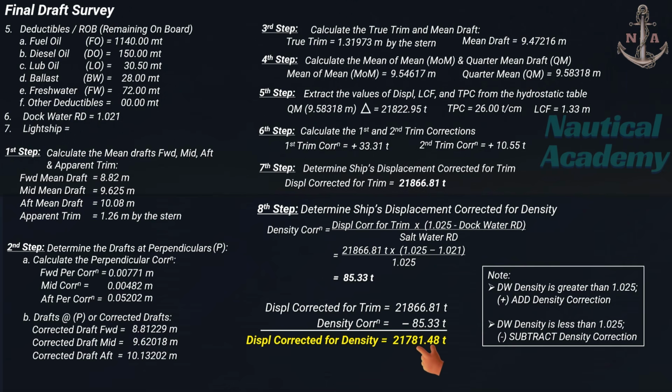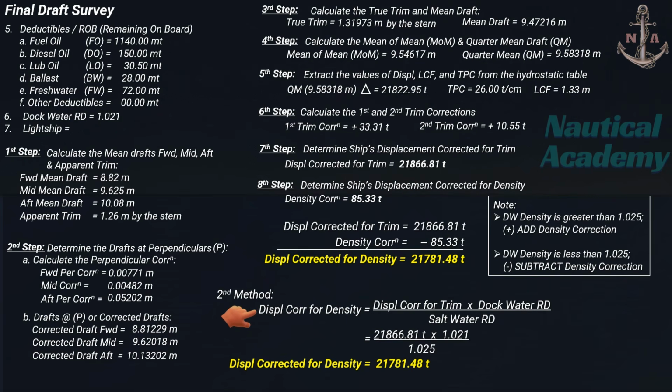21,781.48 metric tons. Now, this is a simplified formula for calculating the displacement corrected for density. With this method, there is no need to calculate the density correction separately or apply the add or subtract rule. It directly gives the same displacement value.